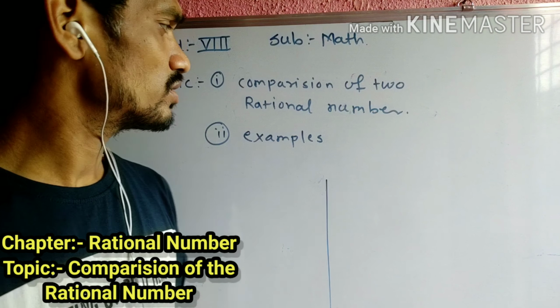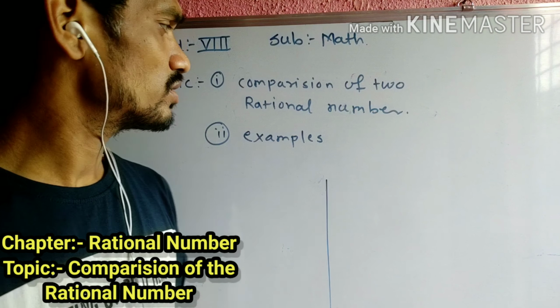But if you have negative numbers like -2 and, or here we can take -3 and -2. In this case, which one is bigger, students? Give me the answer in the comment box, or you can give the answer in the WhatsApp group. Okay, which one is bigger, -3 or -2?